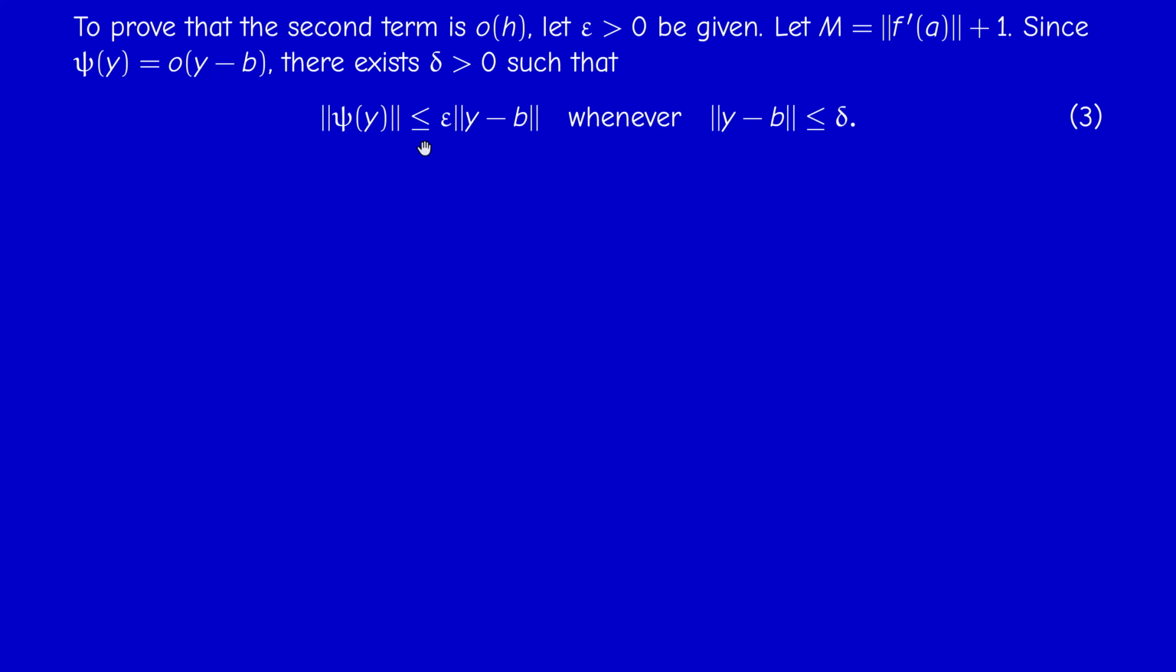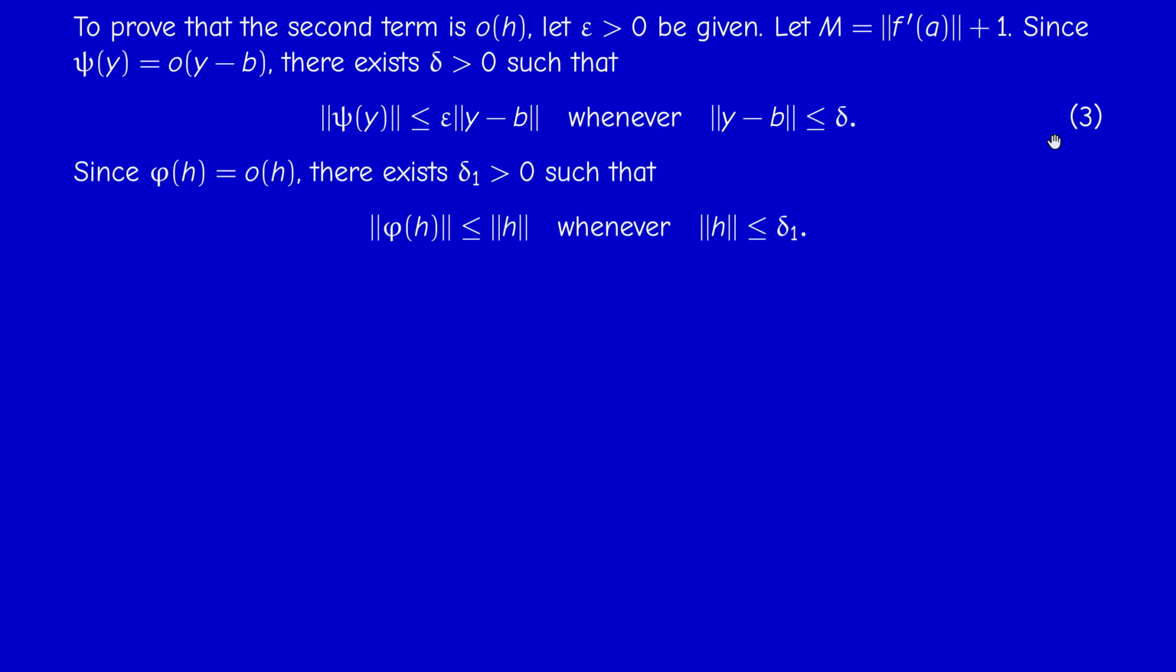Or, if you like, the ratio is less than epsilon, or the ratio tends to 0. I call this equation condition 3. And now, again, I just need a particular case. We know that the remainder in equation 1 was phi of h, which was a small o of h.